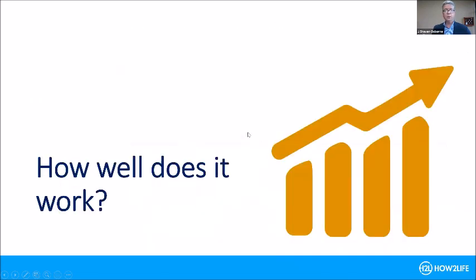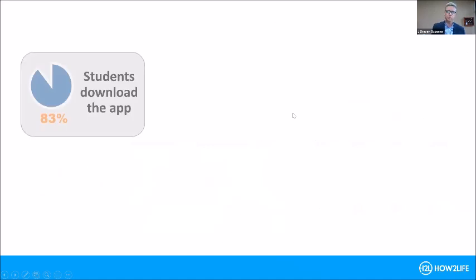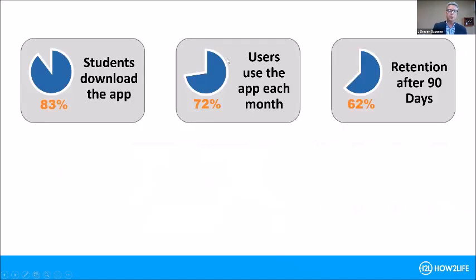So people ask, how well does it work? So this was a survey. We actually didn't even do this survey. The King School District came back and said, oh, I'm sorry, I'll show you the survey in just a bit. So we've got students, 83% of the students at a school will download the app, and each month about 72% will use it. After 90 days, we have 62% retention.